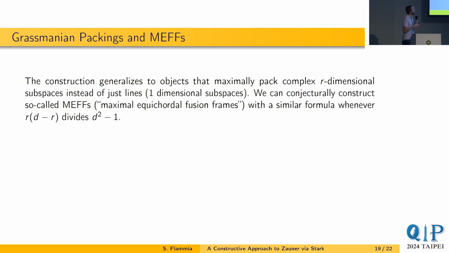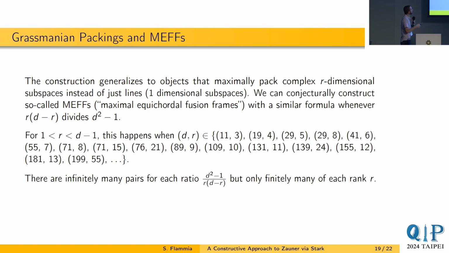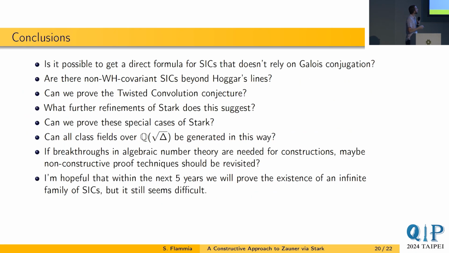So this construction actually generalizes as well. We can ask about packing R-dimensional complex subspaces, not just lines. And we get similar formulas for these things. So there are examples of rank 3 subspaces in 11 dimensions that also pack equally, and things like this. And these things also generate other abelian extensions of other number fields. So that's all I wanted to say. So it's possible to get a direct formula for SICs.